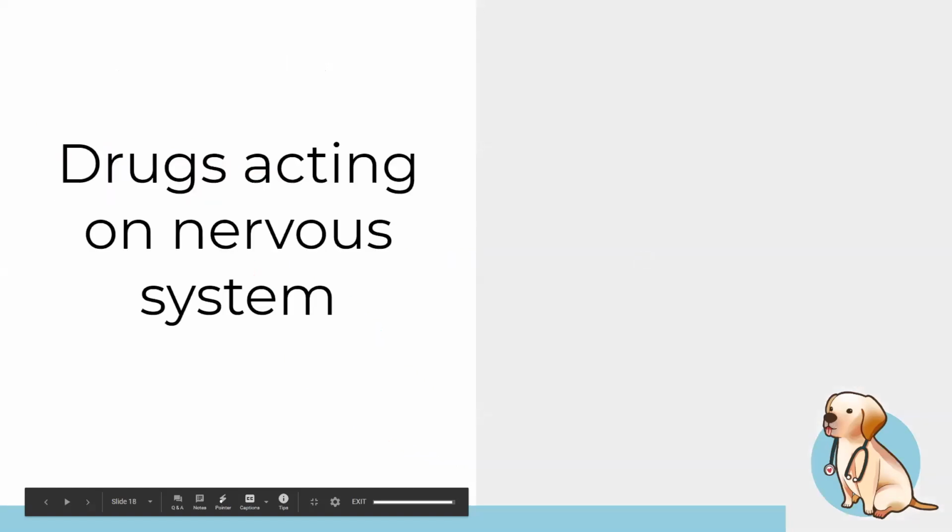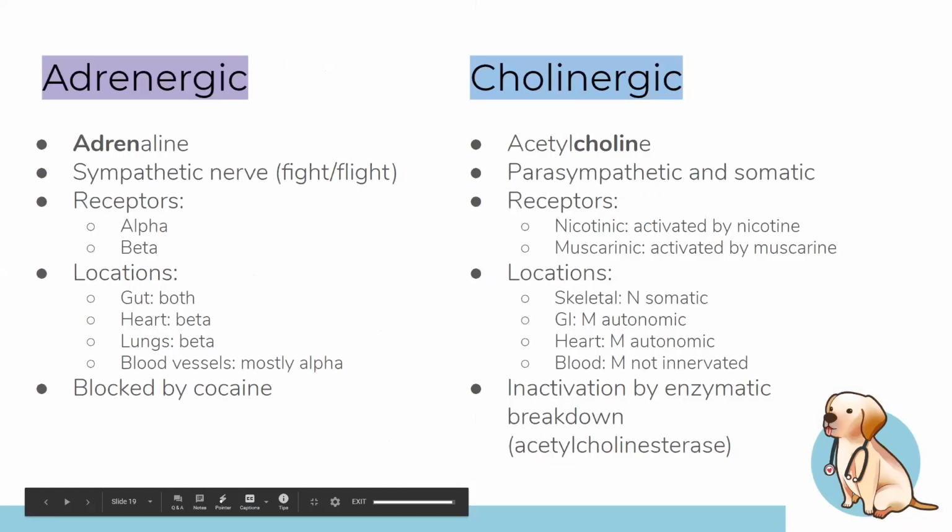Okay, so now I'll move on to drugs acting on the nervous system. We have adrenergic and cholinergic as your two types of nerves. A way to remember it is adrenergic is like adrenaline, so the adren part, and cholinergic, acetylcholine, so the colon part. Your adrenergic includes your sympathetic nerves, so your fight or flight response. And your cholinergic has your parasympathetic and your somatic.